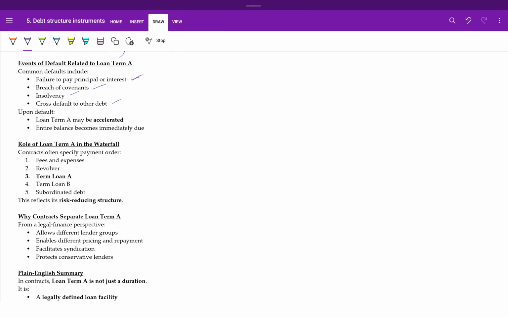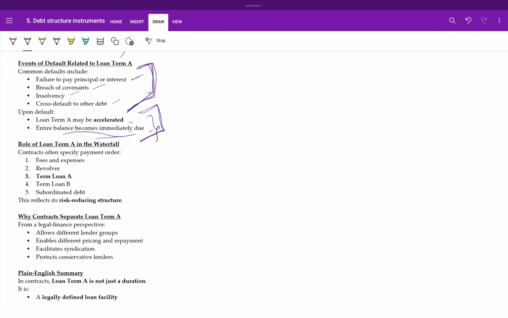And during the event of default, term loan A may be accelerated. To accelerate means the entire balance becomes immediately due. Acceleration transforms a slow moving obligation into an immediate crisis. So if any of these terms is breached, if any of these events happen, this breaches the contract and the entire balance is due immediately.